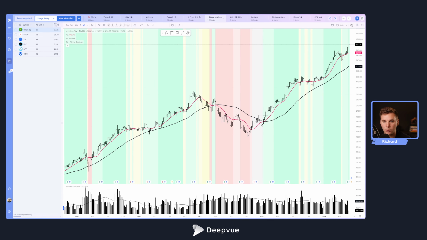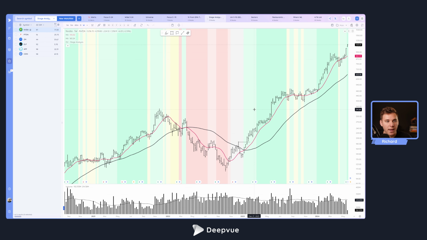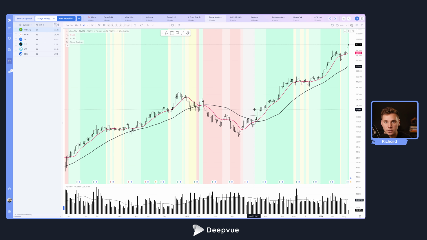So in this tutorial, we'll be talking about stage analysis, going through a bunch of examples, and discussing the stage analysis indicator that we have here in the Deepvue platform that makes it that much easier to identify the stages and know when to buy, when to sell, when to look for opportunities, when to avoid a stock. It's very clear cut, nice and visual, as you can see right here, and just makes it that much easier to trade using stage analysis.